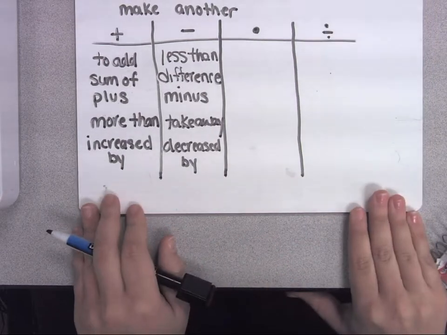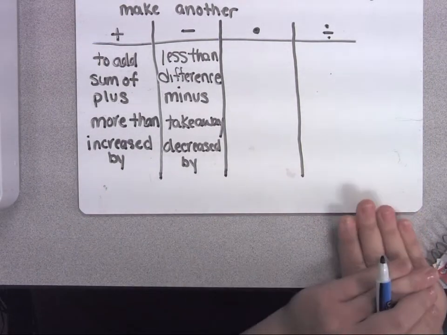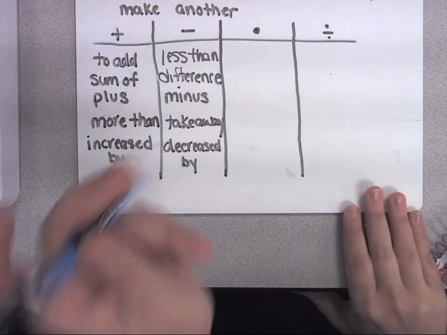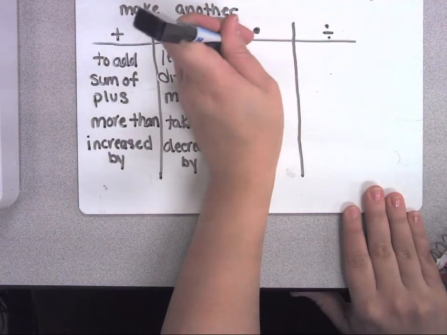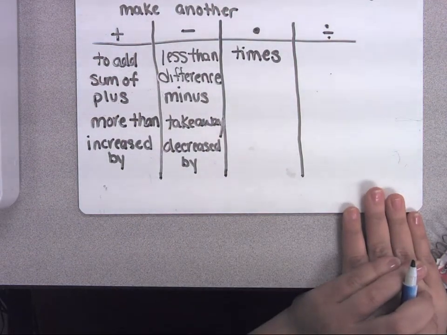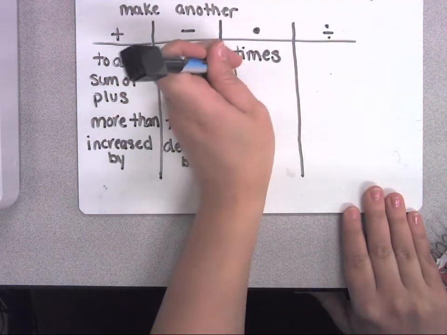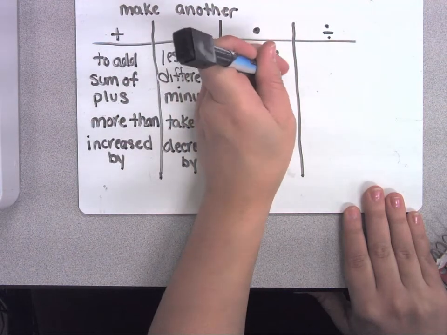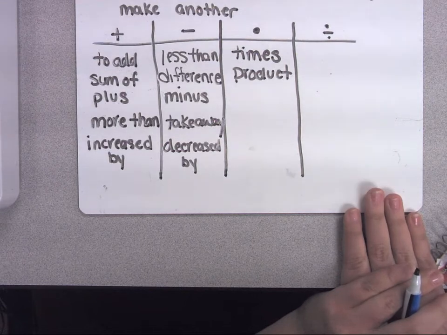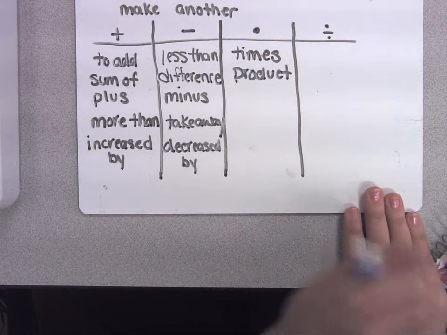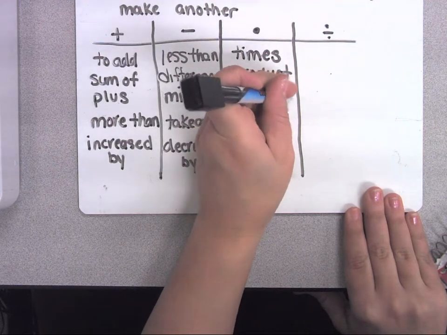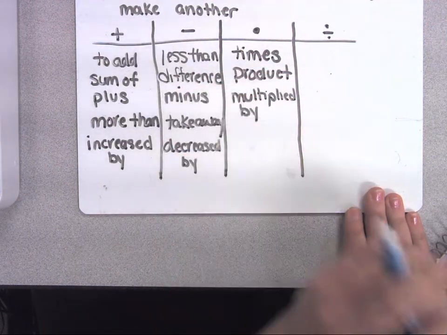Okay, let's move to multiplication. Times, generic word, I like it, times. Product, that's the best one. And we used it in our definitions, didn't we? A lot of times. Krista? You can say multiplied by. You can say that.